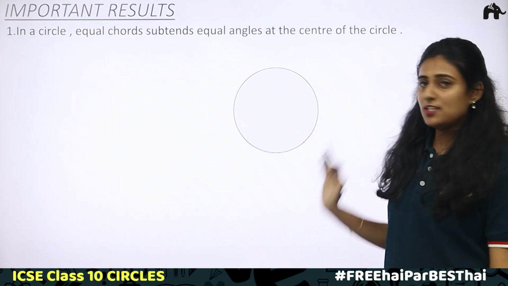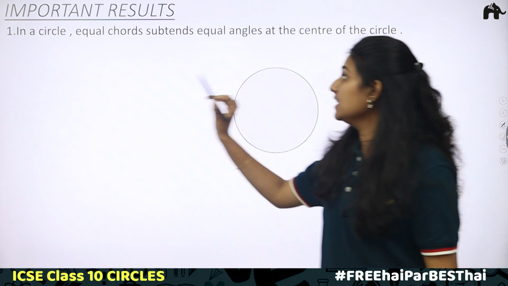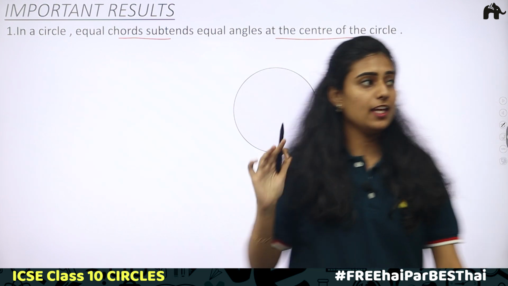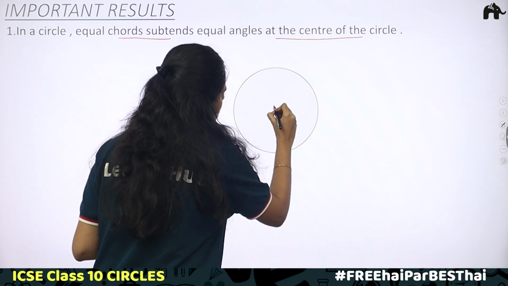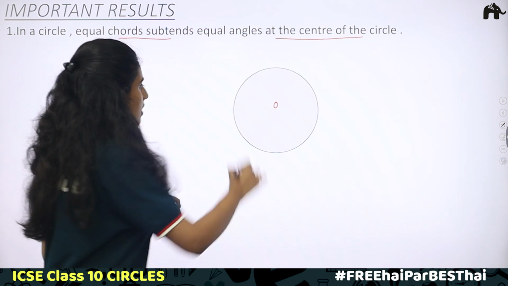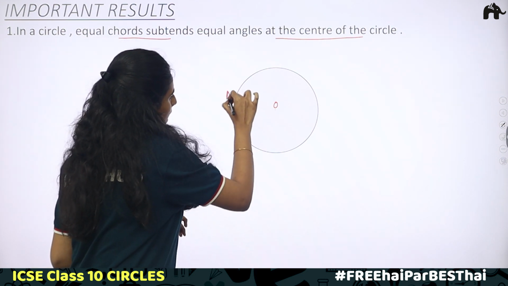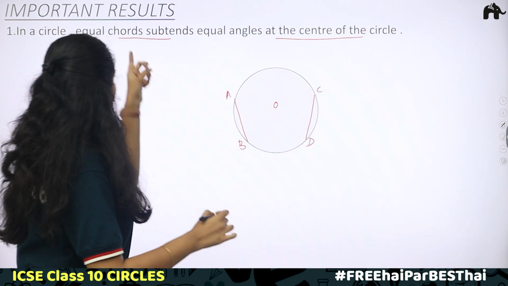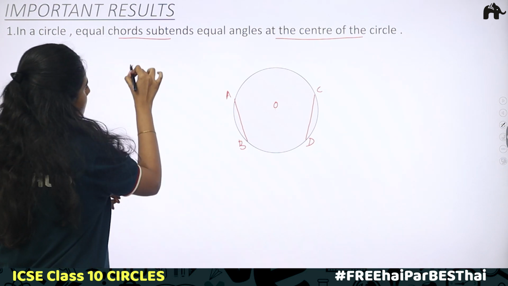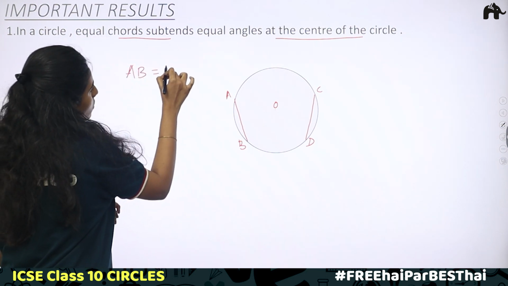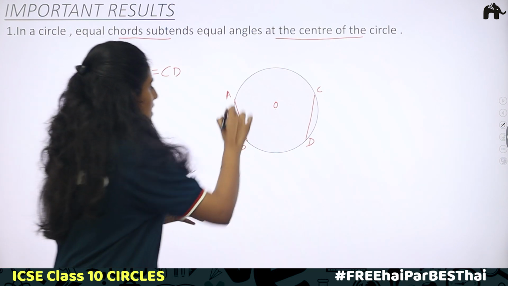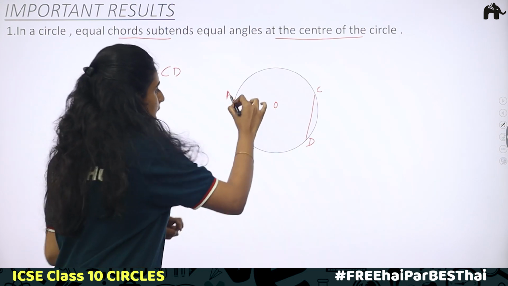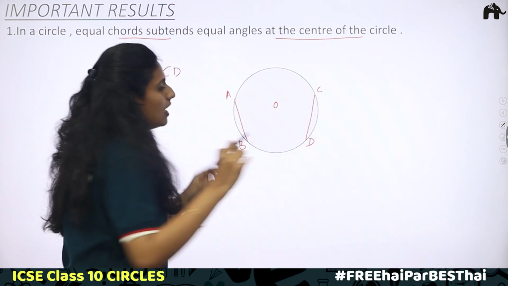Let us discuss some important results. Here we have the first one. In a circle, equal chords subtend equal angles at the center of the circle. Here we are taking a circle. This is the center of the circle, I am marking it as O. This is a chord AB and this is a chord CD. Equal chords means the length of AB will be equal to the length of CD. Whether it is chord or the arc, you can consider the arc AB and arc CD. The length of arc and the length of chord are equal.